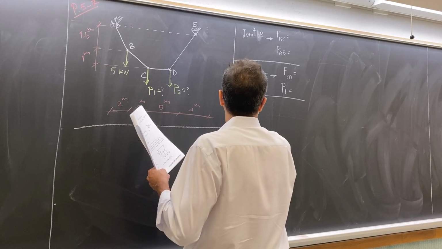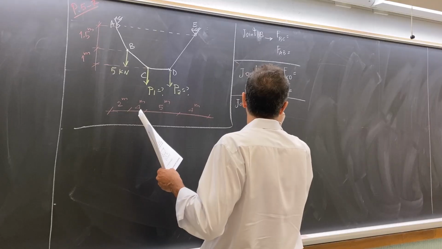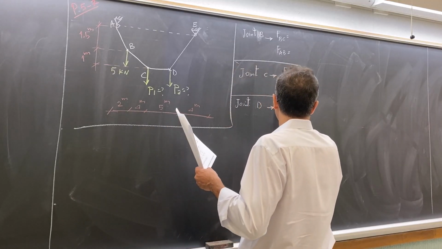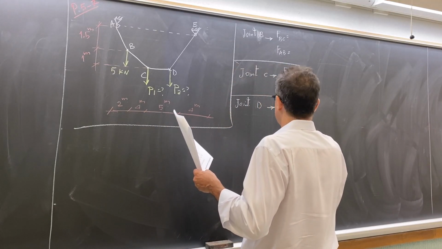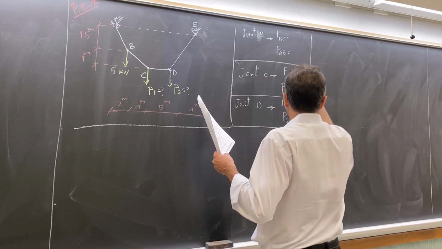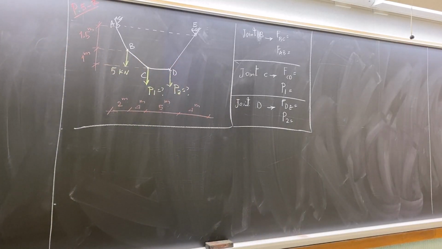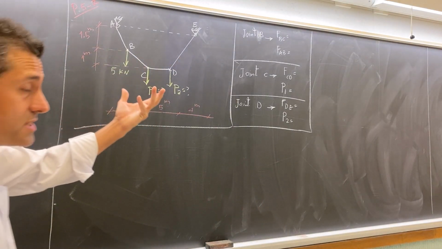You draw the free body diagram for joint D. There are 2 unknowns, FDE and P2. That's it. So the procedure is the same.